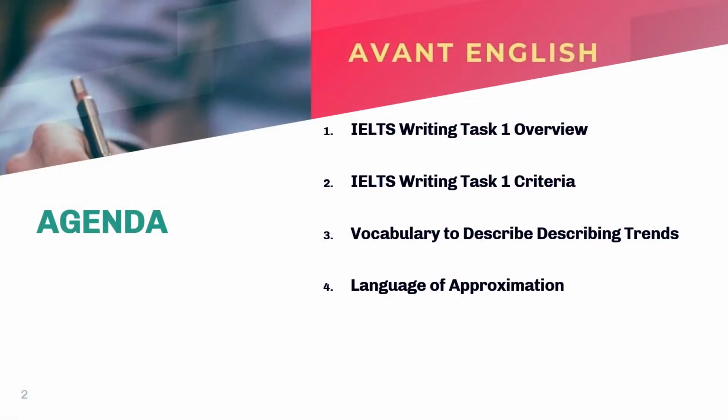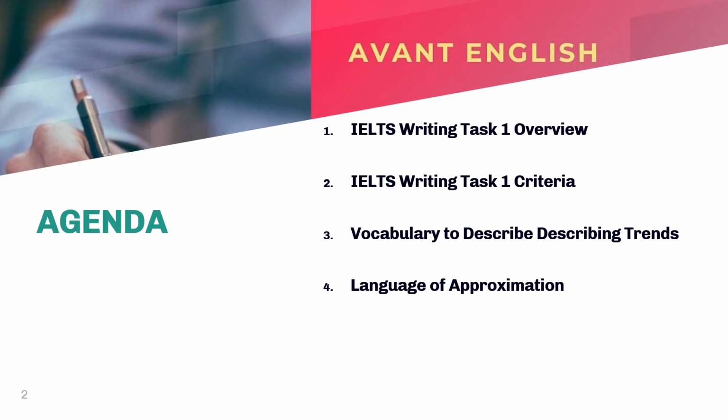Here's the agenda for our video today. 4 aspects of Writing Task 1. Number 1, IELTS Writing Task 1, an overview. Number 2, IELTS Writing Task 1, the criteria. Number 3, vocabulary for describing trends. And number 4, the language of approximation. In the next section of this module, you are assigned a video that will help you with even more tips and approaches so you get the highest score possible.